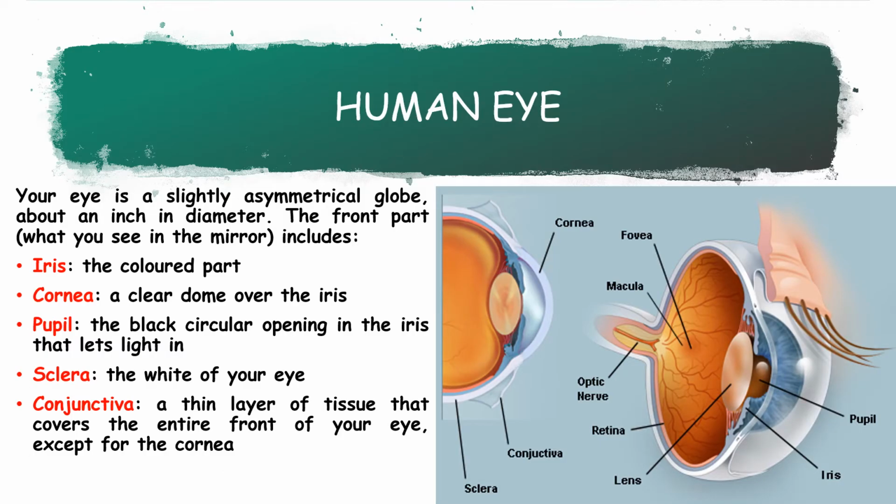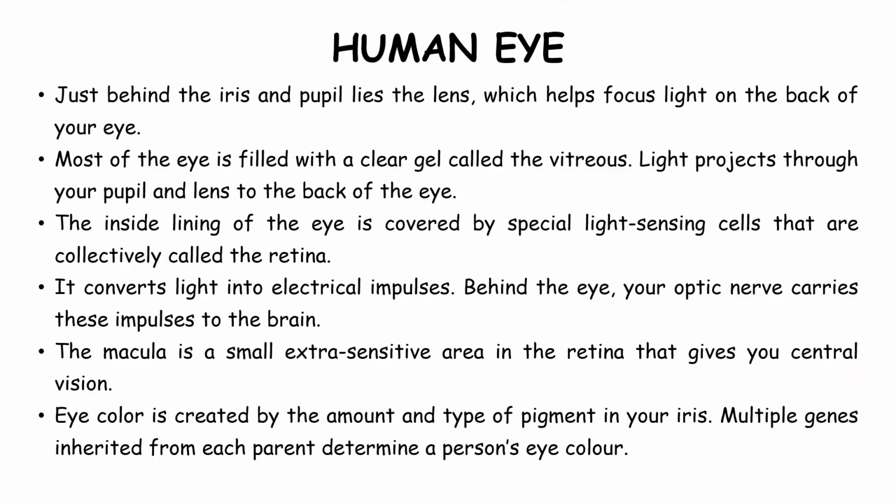To give a clear picture, the eye is a slightly asymmetrical globe about an inch in diameter. The front part includes the iris, which is the colored part; the cornea, a clear dome over the iris; the pupil, the black circular opening in the iris that lets the light inside; the sclera, the white of your eye; and the conjunctiva, a thin layer of tissue that covers the entire front of your eye except the cornea. Just behind the iris and the pupil lies the lens, which helps to focus light on the back of your eye.